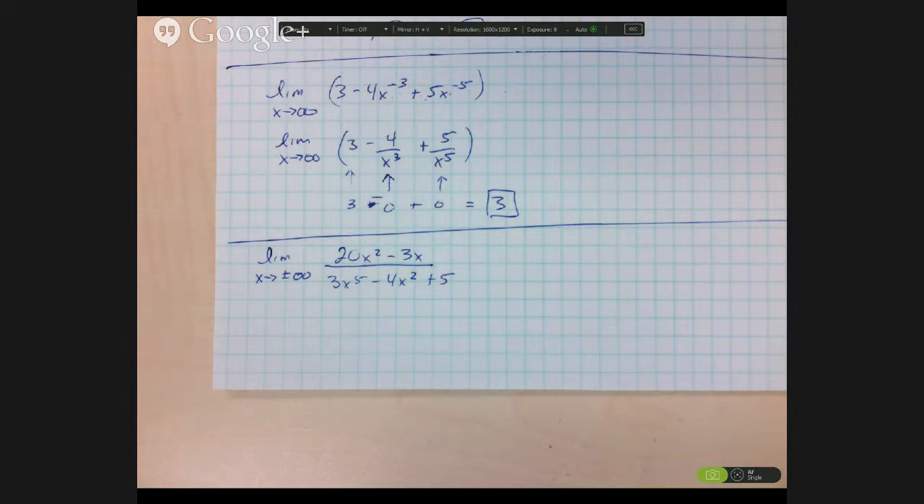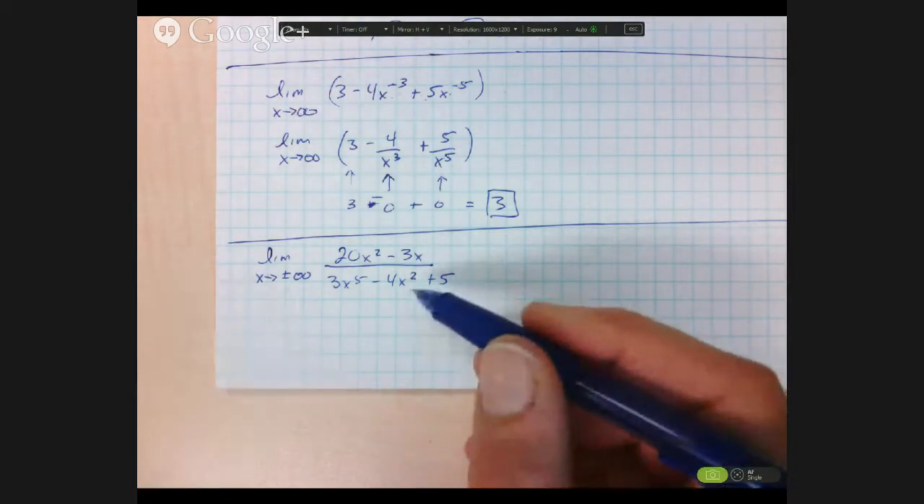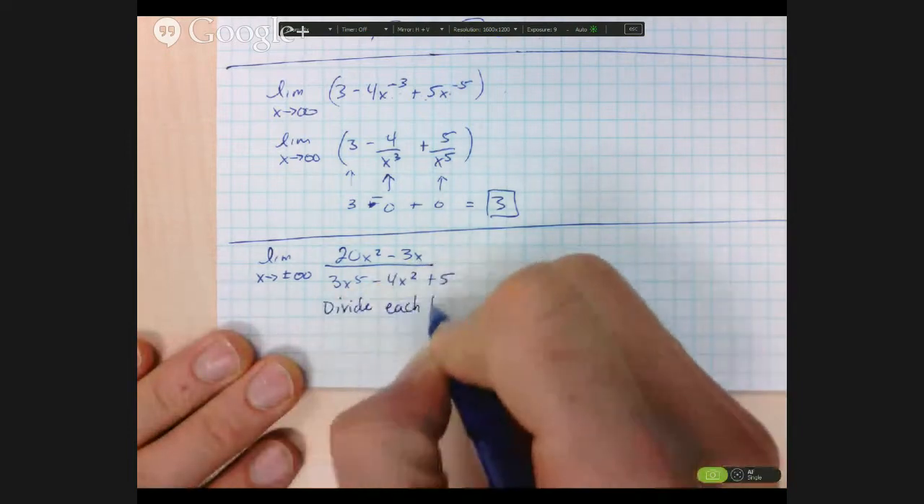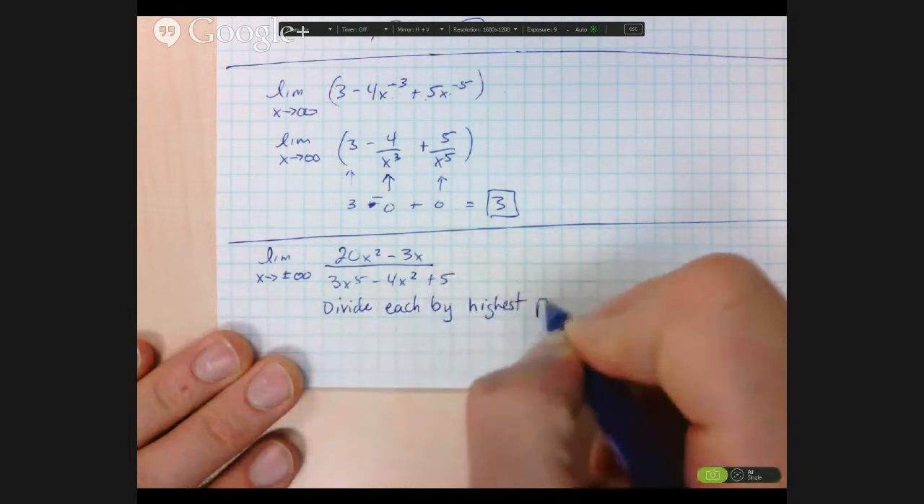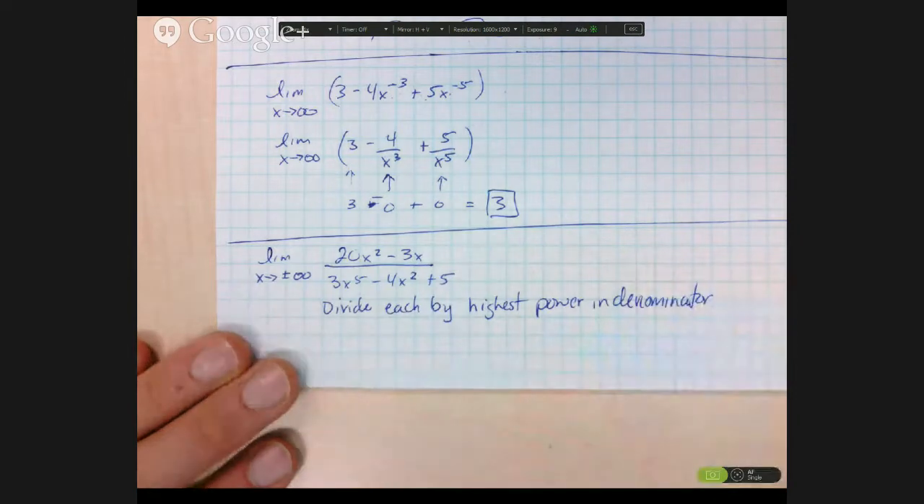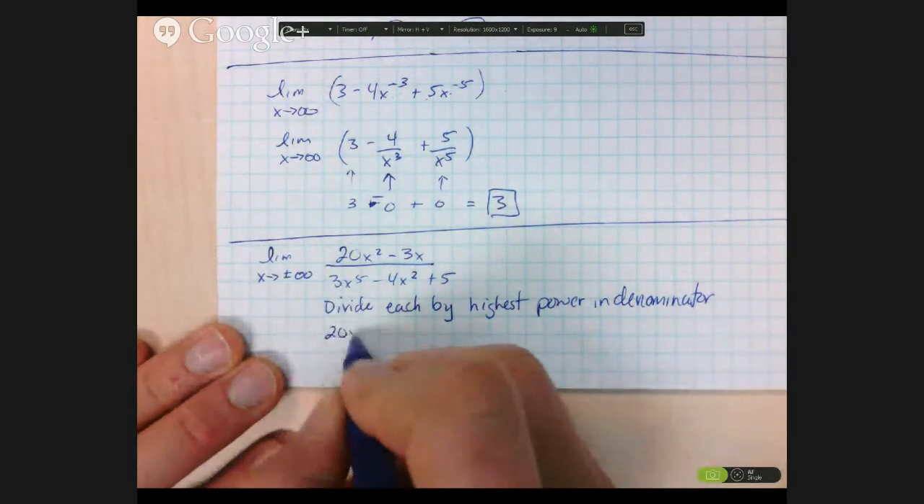Does anybody intuitively think they have an idea of what this is all about? You can try to factor, but this one, yeah, no. When you get messy polynomial rationals, we're going to do 2 different limits is what we're saying. So when you get a messy polynomial over a messy polynomial, the rational functions, divide each by the highest power in the denominator. What's that? X to the 5th.